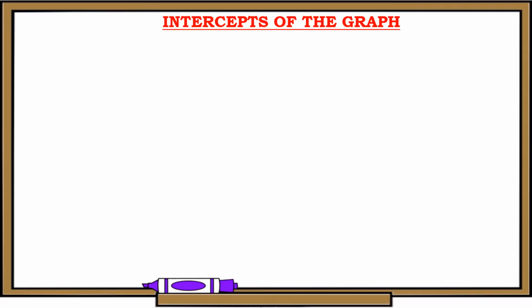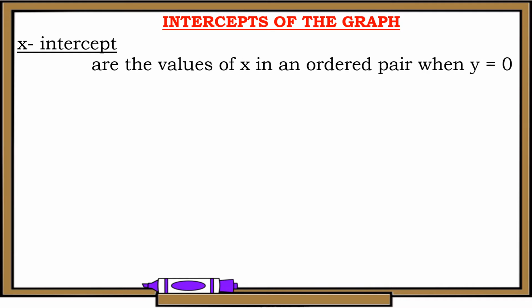Intercepts of the graph. So, before you learn how to draw the graph, we must understand first what are intercepts, multiplicity, and behavior and turning points of the graph. Example, what do we mean when we say x-intercept? They are the values of x in an ordered pair when y is equals to 0. So, kailangan nakaset sa 0 ang y, tapos yung values ng x, yun ang kanyang x-intercept.